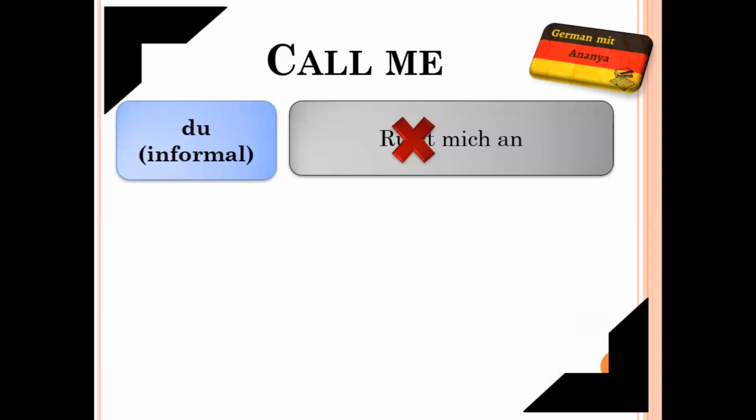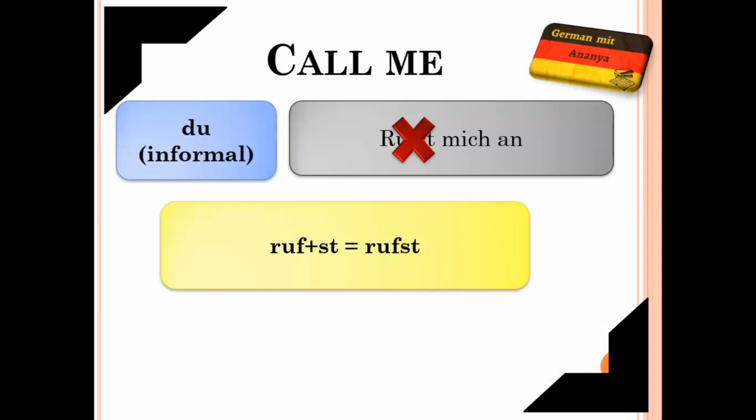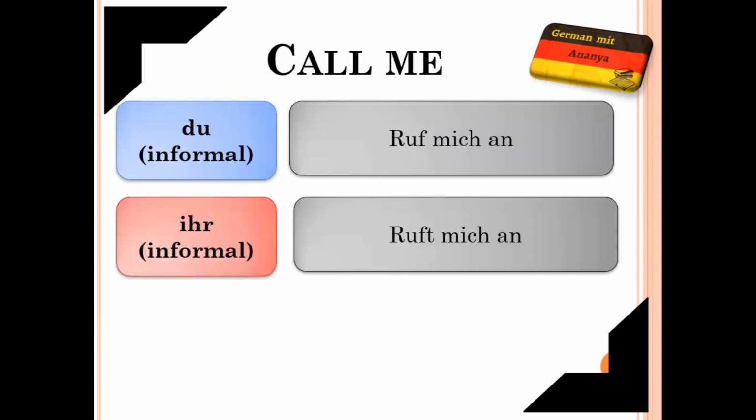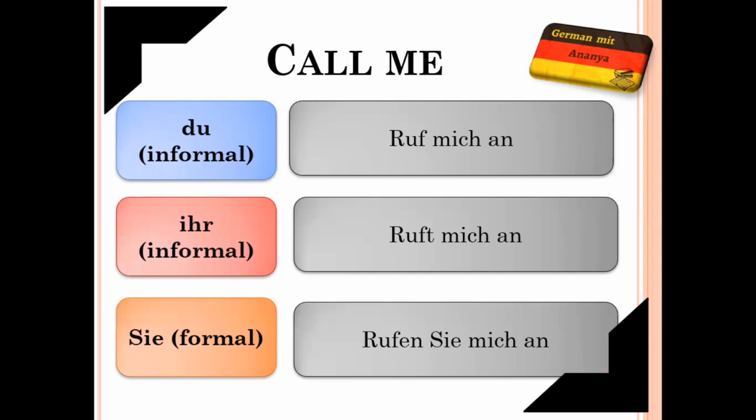Because this is a trennbares verb, right? So how will I form the imperative with du? It should be rufst mich an, but as we know it is incorrect, so I will remove that st. And it will be ruf mich an. Right. Whenever you form a du imperative, you have to remove st. With ihr, it is the same, ruft mich an. And for Sie, it is rufen Sie mich an.